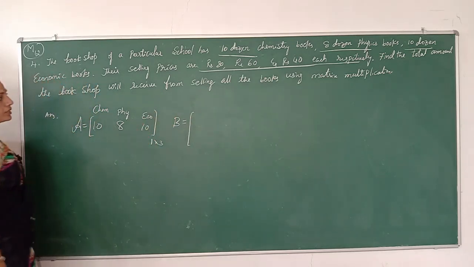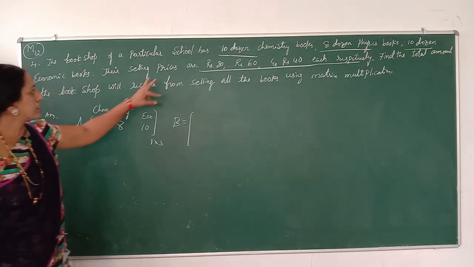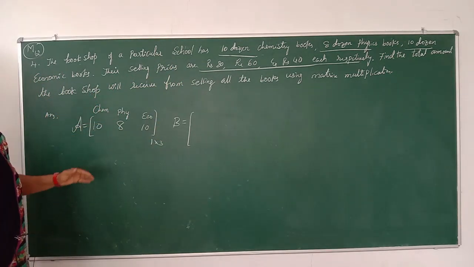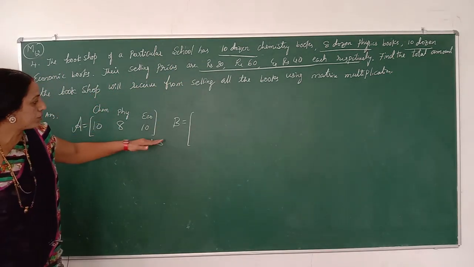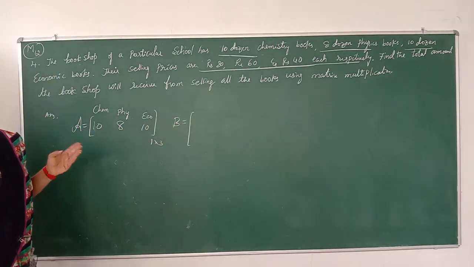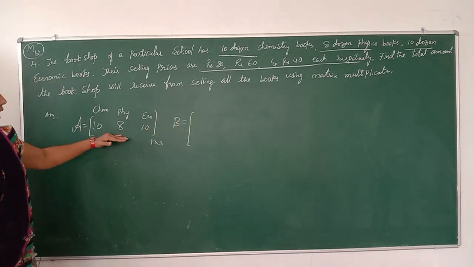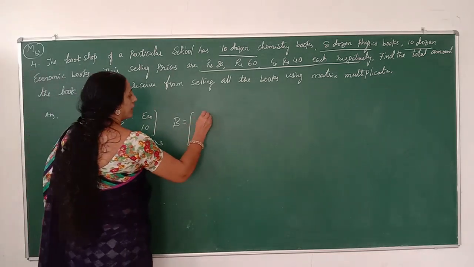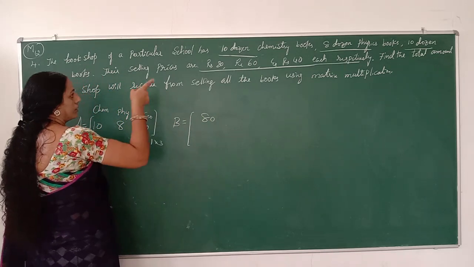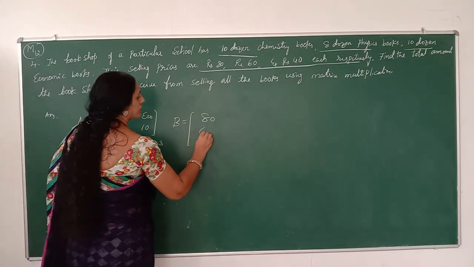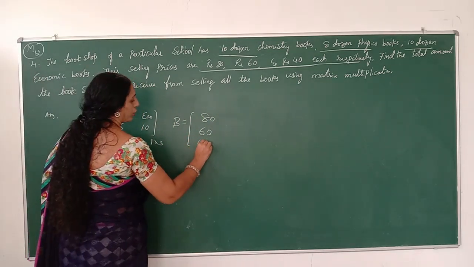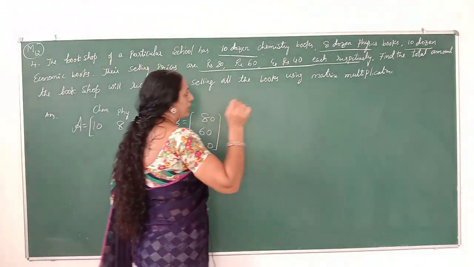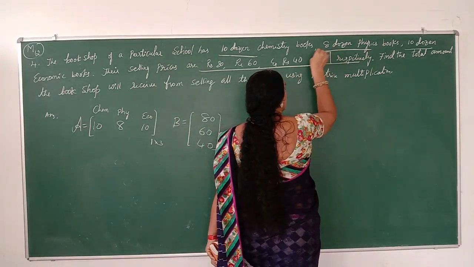And B represents the prices of the selling of these books, which can be represented in a column matrix. If A is represented in a row matrix, then B is represented in a column matrix, or in the reverse, A in the column matrix and B in the row matrix. So prices are 80 rupees for chemistry, 60 rupees for physics and 40 rupees for economics books. But these rupees are for each book.